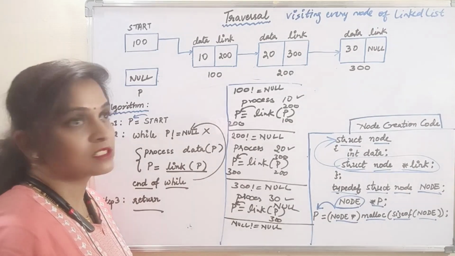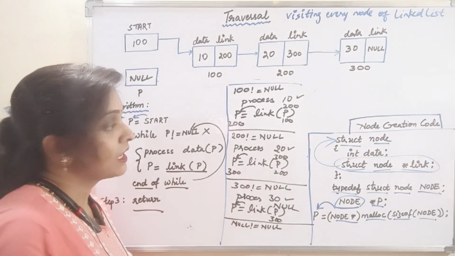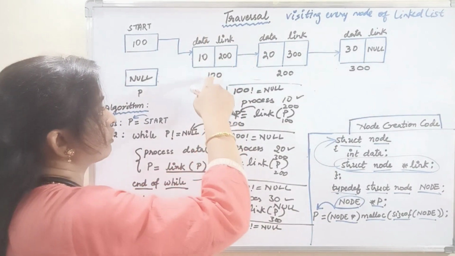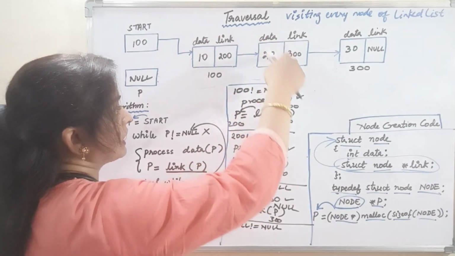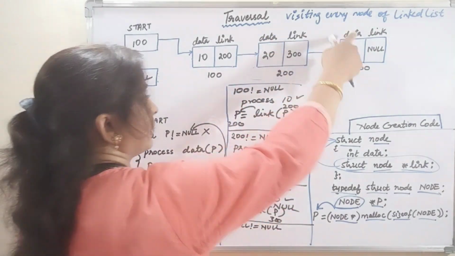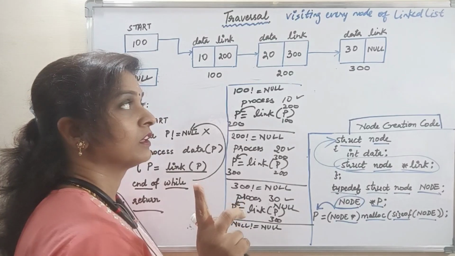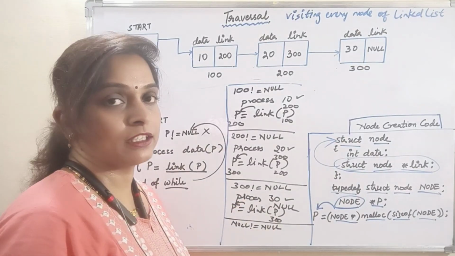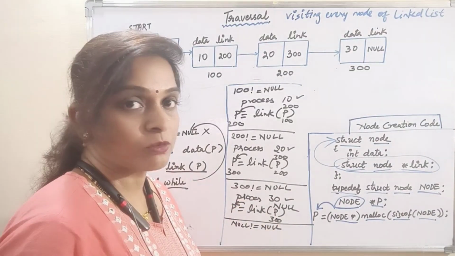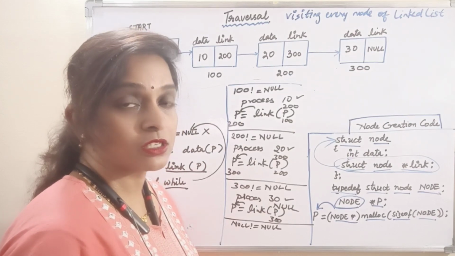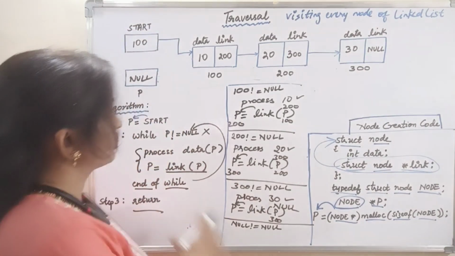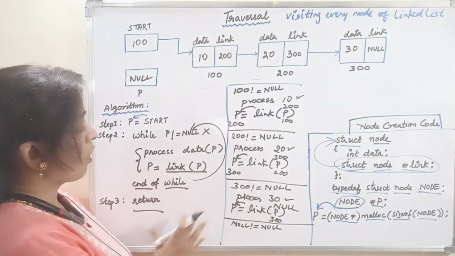So have I traversed the entire linked list? I processed the data part of 100, 10, data part of 200, 20, data part of 300, 30. So when I reach the last node, then the pointer is null. So it is not pointing to any other node. Then I should stop traversing. So this is the traversal algorithm.